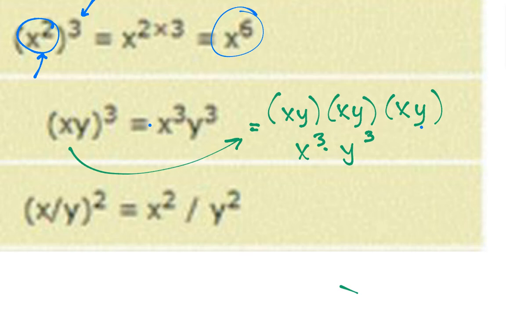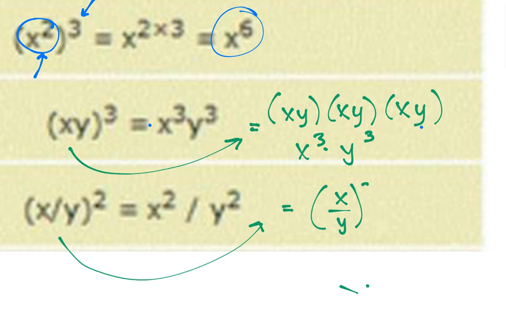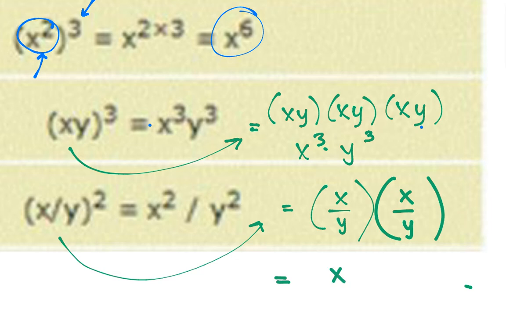Similarly, for the one underneath, you have x over y, and you have to square that. What that means is you have to write x over y twice. That's what squaring means. The power's 2. So then count them up. You have 2 x's up top and 2 y's on the bottom.